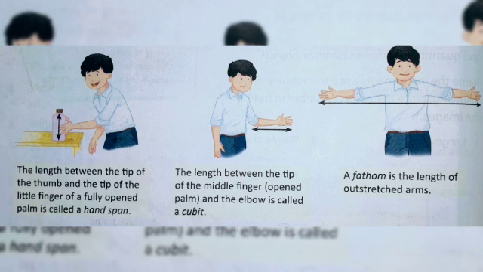The first picture, the length between the tip of the thumb and the tip of the little finger of a fully opened palm is called a handspan. The next picture, the length between the tip of the middle finger and the elbow is called a cubit. The third picture, a fathom is the length of outstretched arms. Now, let us learn about some units of measurement. Understand?